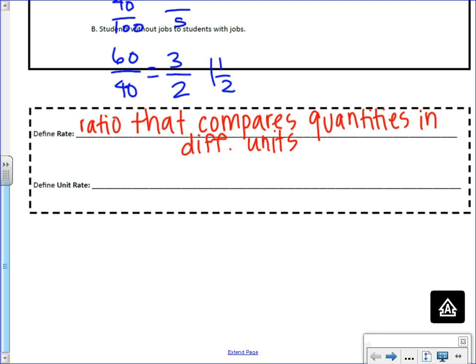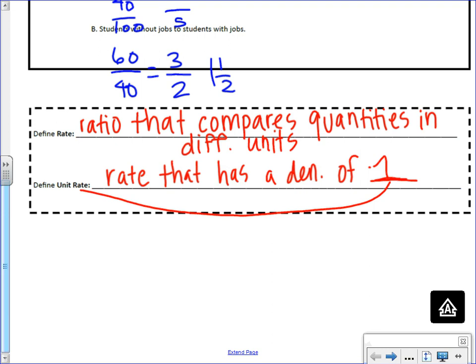And then unit rate is a rate that has a denominator of 1. So just remember, unit means 1. If I'm wanting the unit rate, I want to know the cost of 1. Maybe the cost of 1 mile. Unit means 1. If you see the word unit, you need to get the denominator to 1. That's basically what it's telling you. Everybody with me? If you see the word unit, you're going to 1. If they're just asking the rate, you're just comparing 2 different quantities. Everybody good so far? All right.